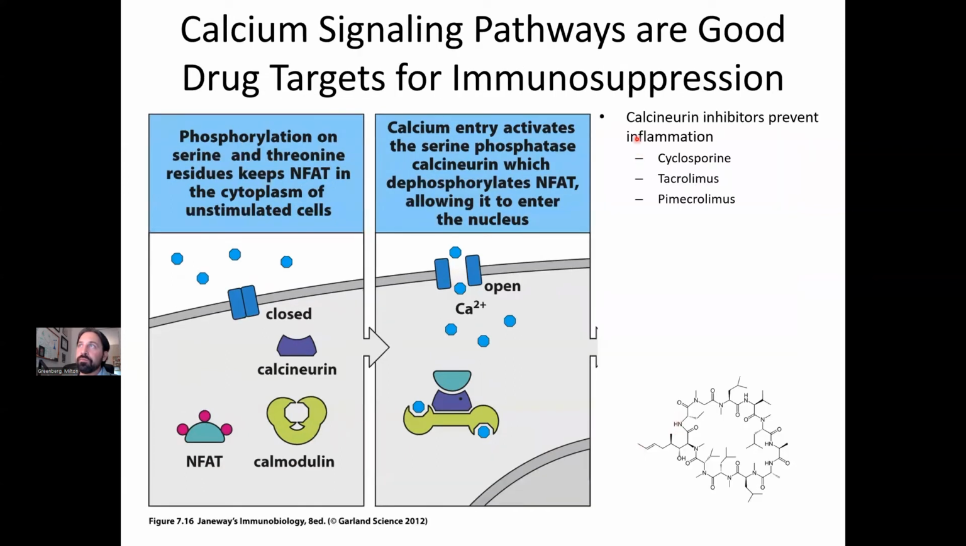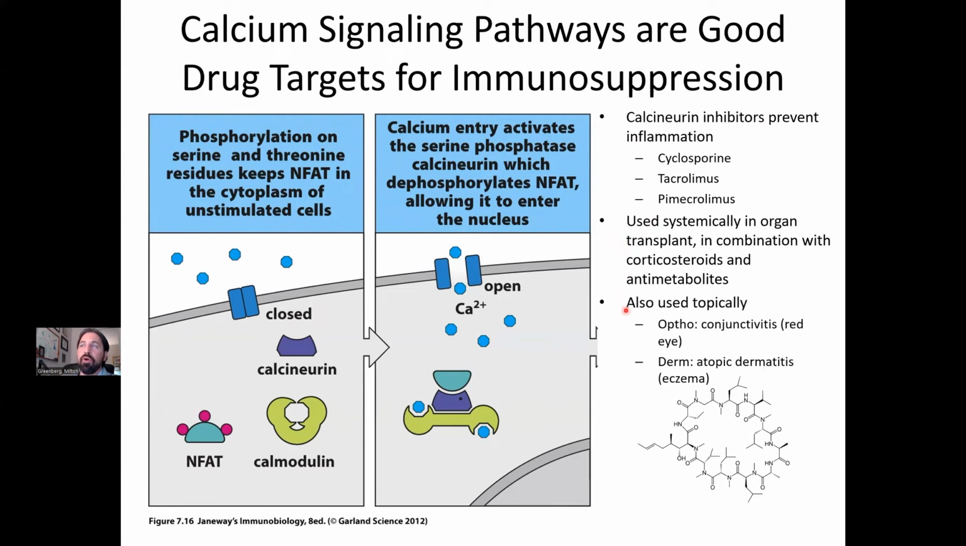So calcium signaling pathways are good targets for immunosuppression. Calcineurin inhibitors prevent inflammation. Cyclosporin, tacrolimus, pimecrolimus, these are your prototypical calcineurin inhibitors. These are used systemically in combination with corticosteroids and antimetabolites in organ transplant. They're also used topically in ophthalmology for conjunctivitis. In dermatology, these are used topically for atopic dermatitis.